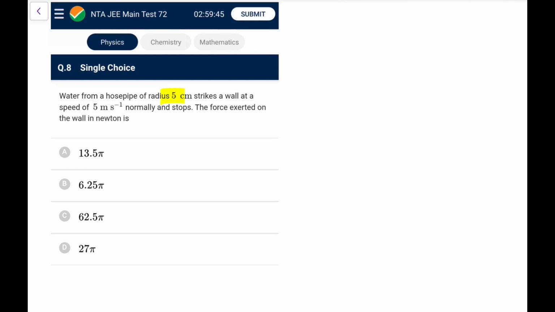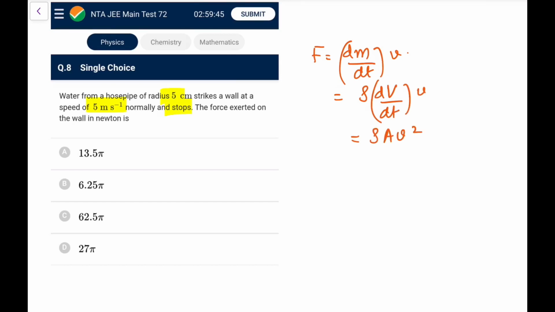Water from a pipe of radius 5 cm strikes a wall at a speed of 5 meter per second normally and stops. The force exerted on the wall in Newton is. So radius is given, that means you can make out the area. The force that we will talk about will be the momentum change, dp by dt. So dp by dt would be dm by dt into v, mass striking per unit time, and that would be rho dV by dt, volume striking per unit time, and that volume striking per unit time is Av. So that force is basically rho A v square.